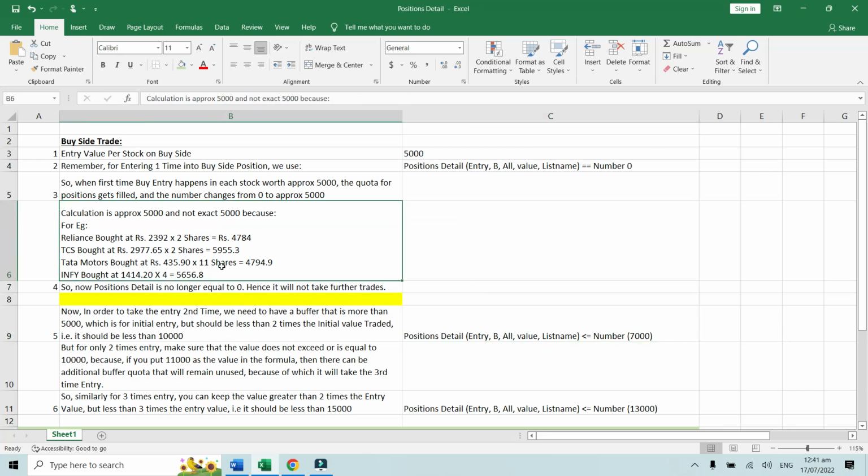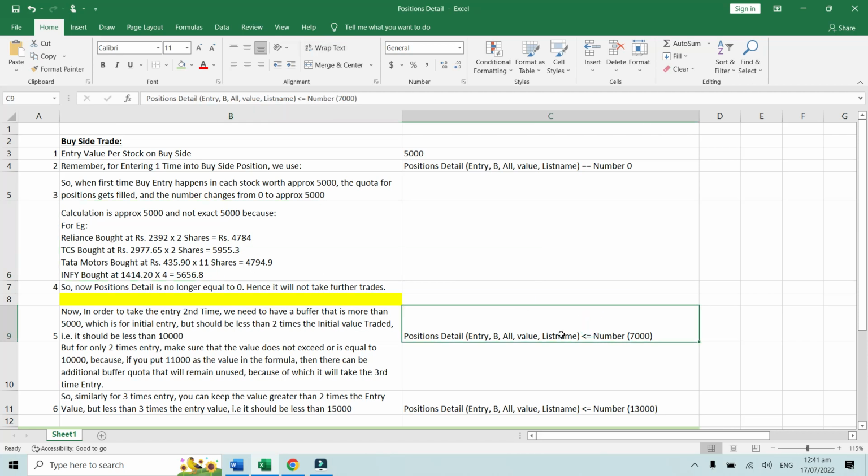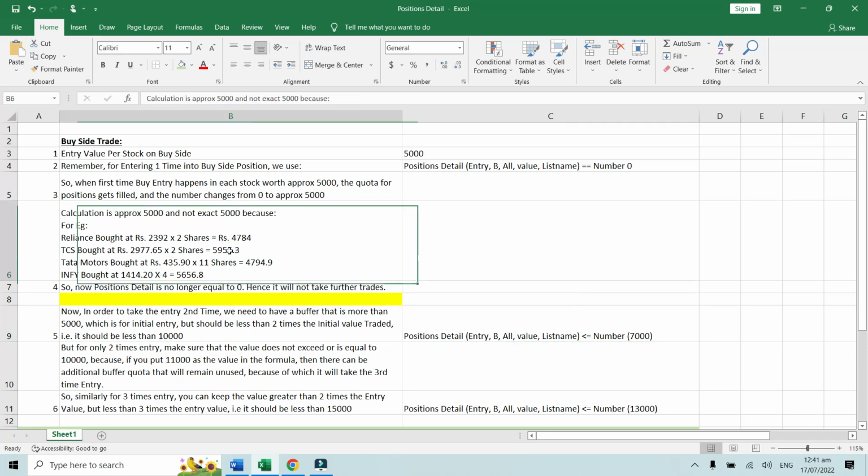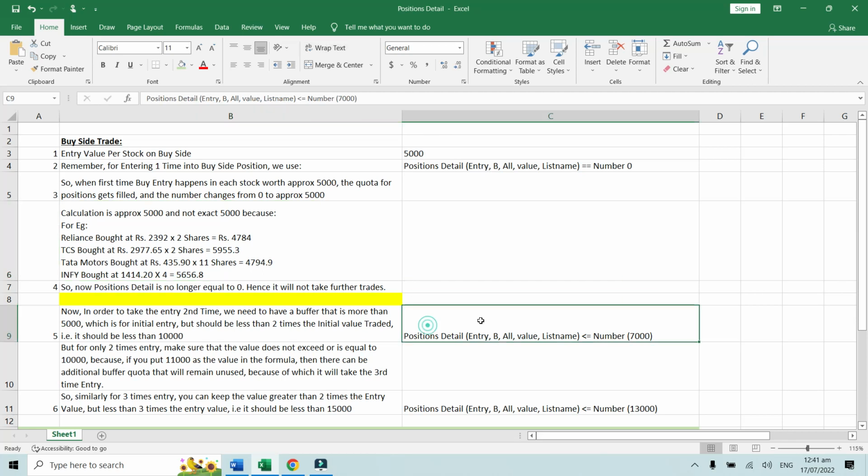But if you see the second time, if it has taken the trade, initially it has taken the trade for 5,955, which is less than the number 7,000 that we have put. So still 1,000 is the buffer that is pending over here. In this case, there is a buffer of 1,000, almost 2,300, and over here there is 1,400 buffer for Infosys, and for Tata Motors there is 2,300. So that's the reason why it is going for the re-entry the second time.